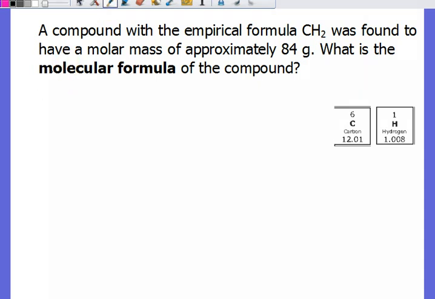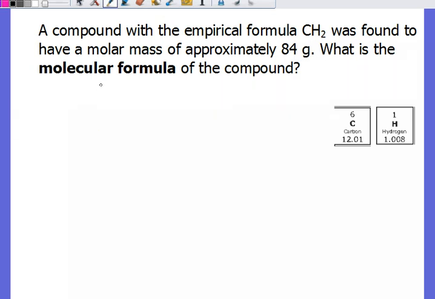Okay, so I'm going to go through how to calculate empirical and molecular formulas. We're going to have a few sample problems to work through. The first question is you're given some information. A compound with the empirical formula of CH2 was found to have a molar mass of approximately 84 grams. What is the molecular formula of the compound?